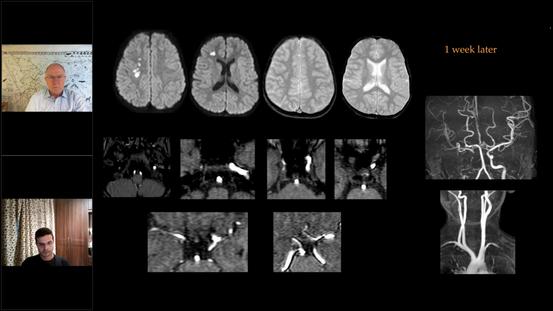The area of these infarcts looks like watershed, right? Like you get in Moya. Yes, and what we were told was that in the previous scan there was a stenosis of multiple segments of ICA as well as right MCA and left ACA.